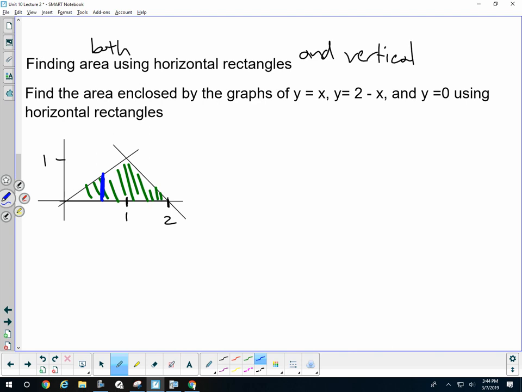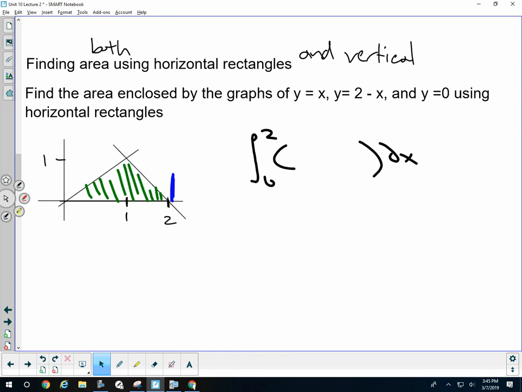This is why it's important for either direction to be able to visualize the summing of rectangles. Most of you are probably still stuck in the global mode, where it's just like, I'm finding the area from 0 to 2. If you stay stuck in the global mode and you think that you can find the area with one integral using dx, you're wrong. Why? Because the top is y equals x from 0 to 1. At 1, the top changes to 2 minus x. So this is not correct.